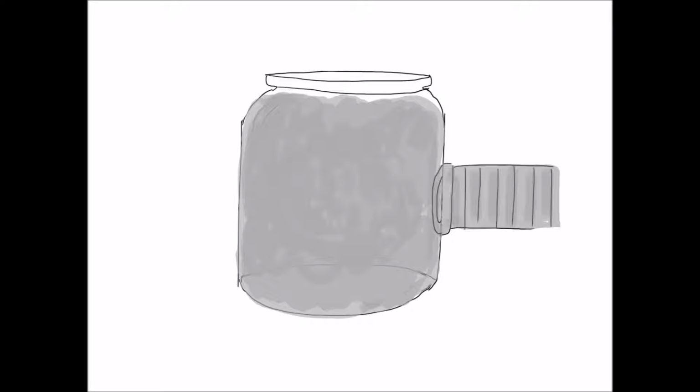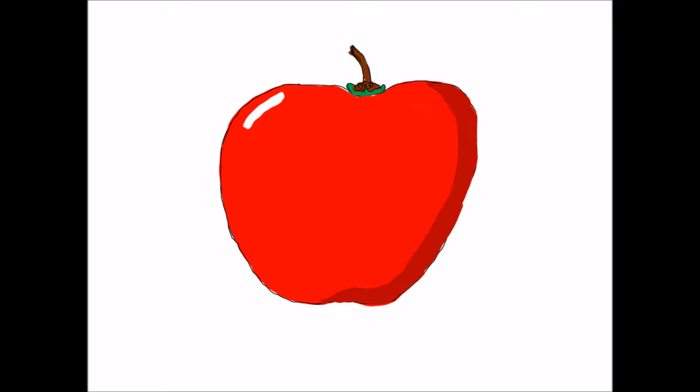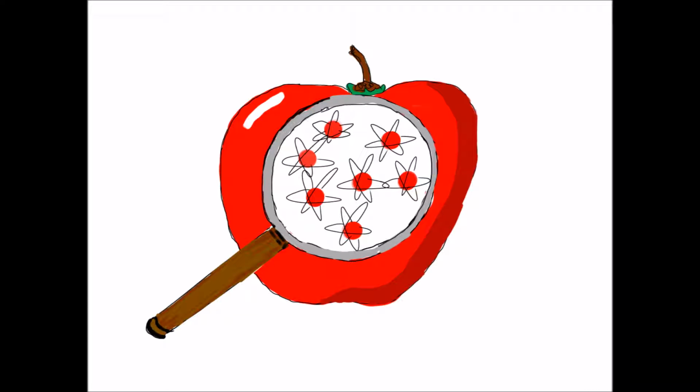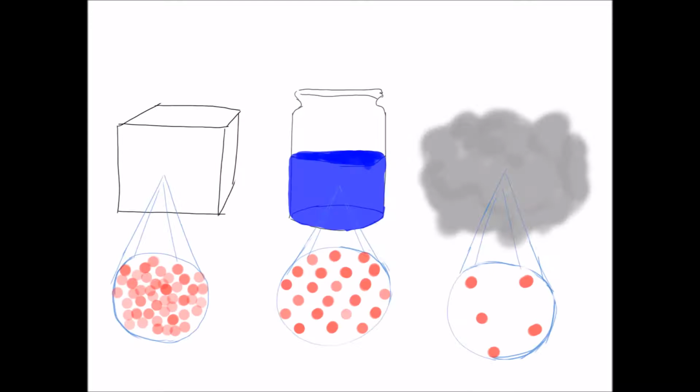You can't see a molecule by itself. What you can see is a bunch of molecules clustered together. What keeps these molecules clustered together are intermolecular forces. The stronger these intermolecular forces, the harder it is to separate these molecules. Solids, which have very strong intermolecular forces, tend to retain their shape.